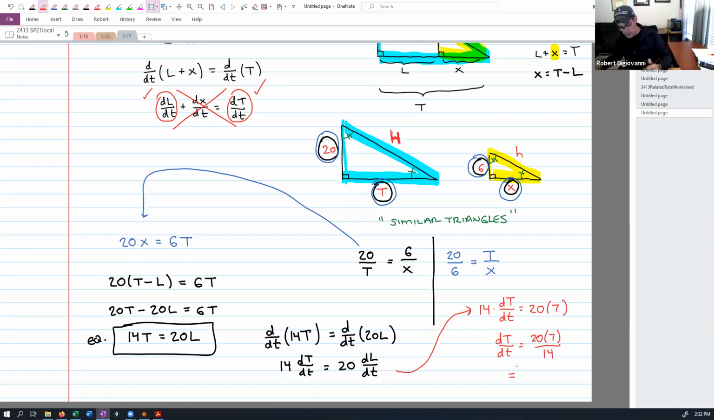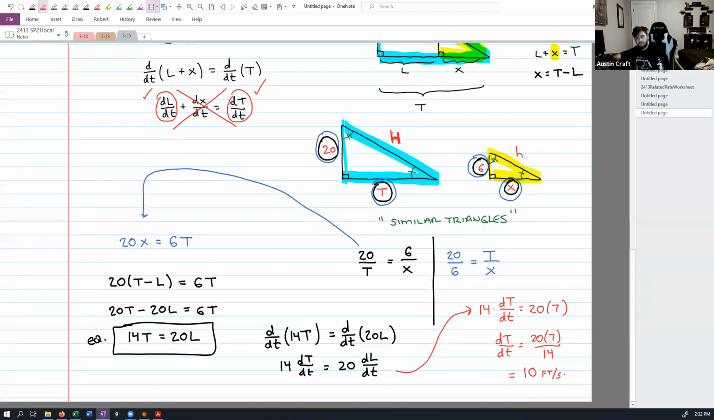Oh, 10. Duh. 10. 10 what? Feet per second. Feet per second is dt dt.